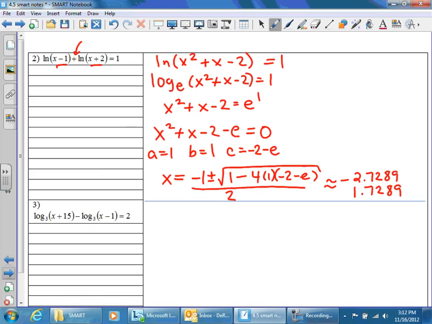So let's go see if they work. Here I know that x minus 1 has to be greater than 0, so x has to be greater than 1. And here x plus 2 has to be greater than 0, so x has to be bigger than negative 2. Did both of these guys work? They did not. So the only one that's my answer is 1.7289.